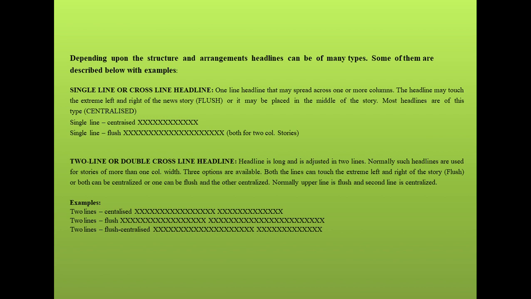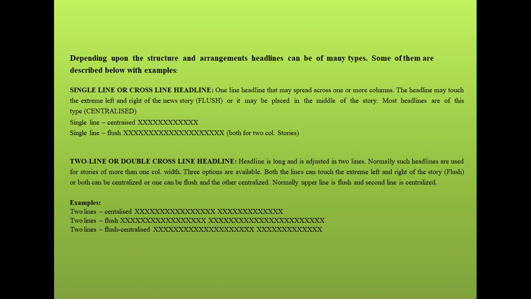One line headline that may spread across one or more columns. The headline may touch the extreme left and right of the news story, or it may be placed in the middle of the story. Most headlines are of this type, which can be on left, it can be on right, or it can be between both the columns, which is also known as centralized.